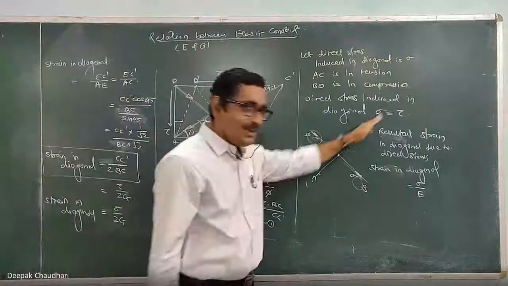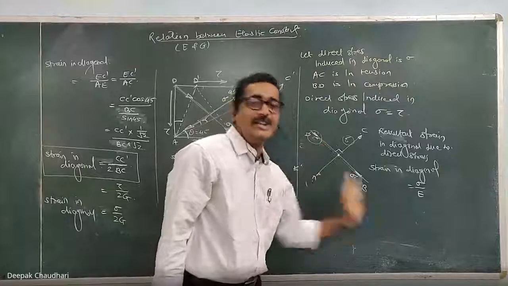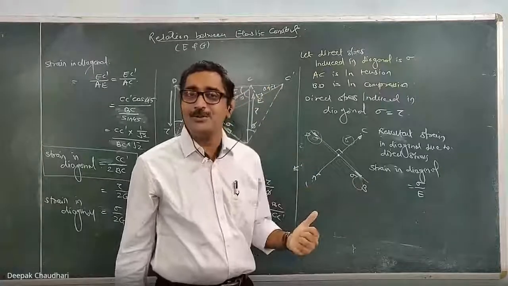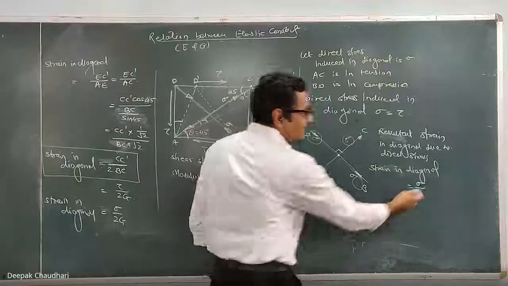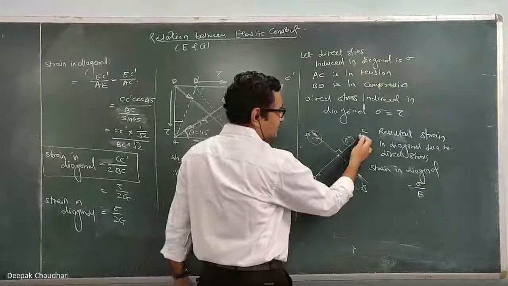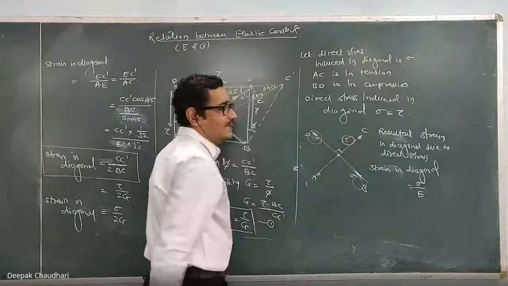The strain along AC because of the stress acting along BD. Both are perpendicular to each other, so this becomes the lateral strain. This is the linear strain along AC, the strain along AC because of the stress acting along AC.